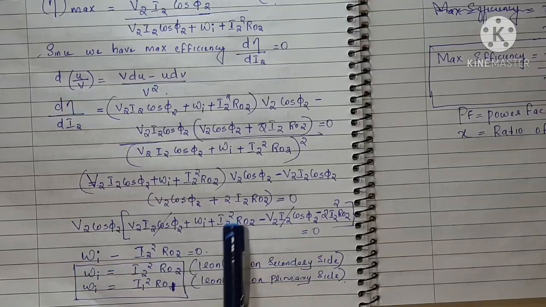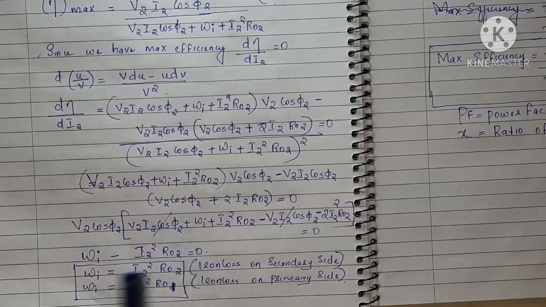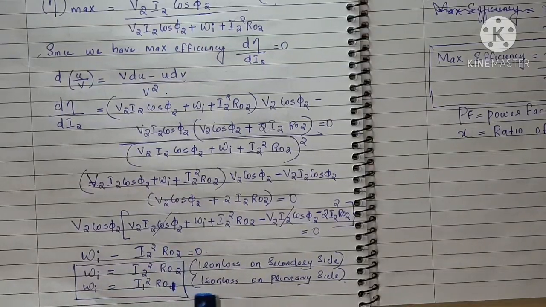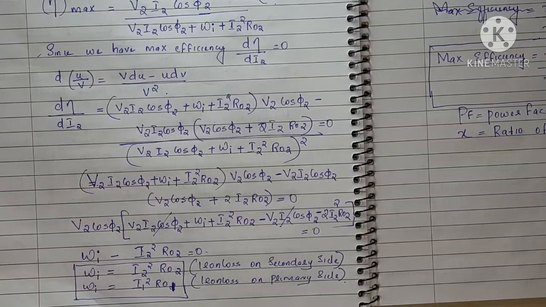Wi + I2² R02 minus 2 I2² R02 is minus I2² R02. So Wi minus I2² R02 equal to 0. Wi equal to I2² R02. This is the iron loss on the secondary side. On the primary side, we can write it as Wi equal to I1² R01.